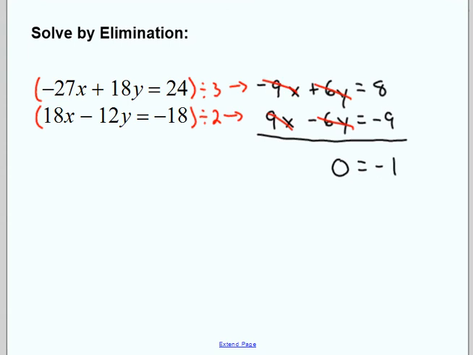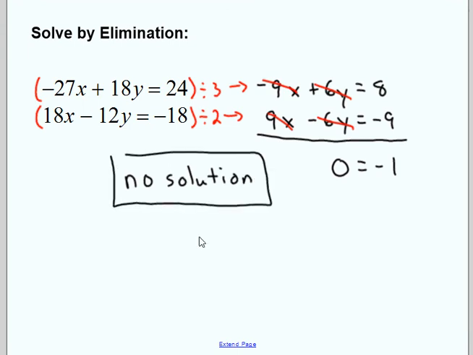Hey, can 0 equal negative 1? No, it can't. So you guys, you know what that means? There's no solution. Right? These two equations turn out to be parallel lines. And we know parallel lines never intersect, so there is no point where these two lines intersect. This is an inconsistent system.